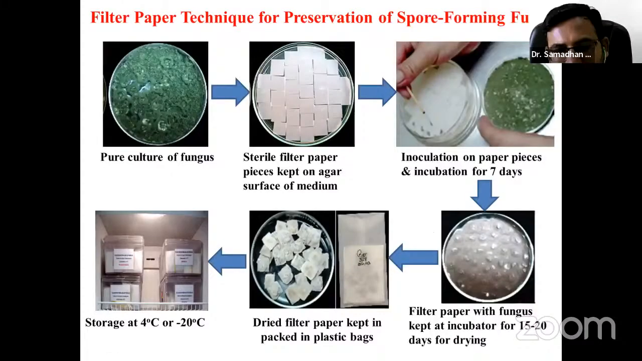Then another method is the filter paper technique for preservation of spore forming fungus. When the pure culture of fungus is there, you have to take sterile filter paper, cut it into pieces and keep them onto a sterile petri plate. Then inoculate these filter paper pieces with the mother culture or pure culture and incubate for 7 days.